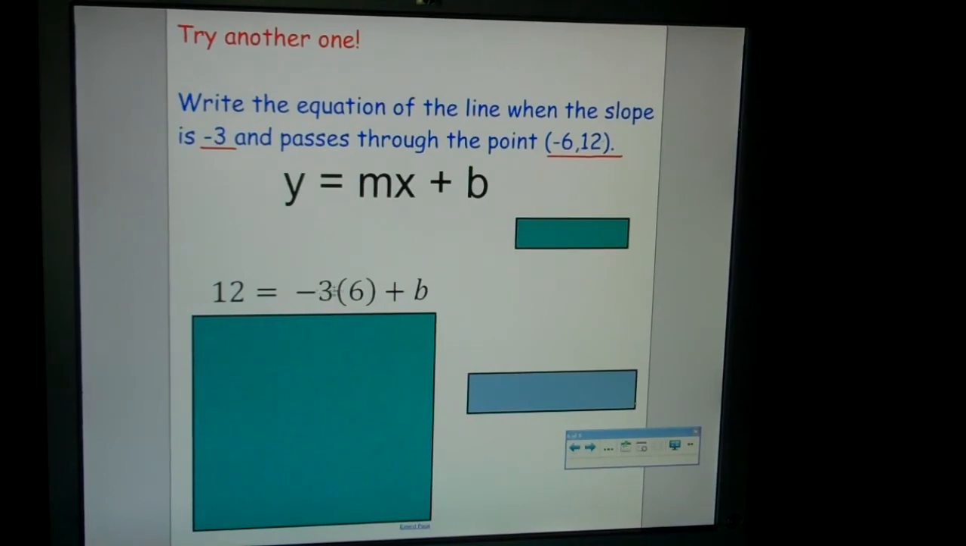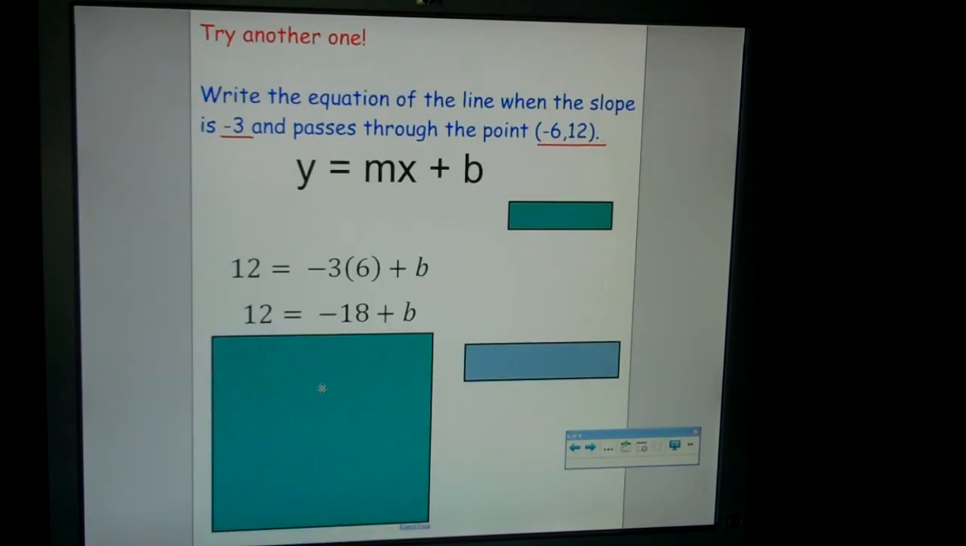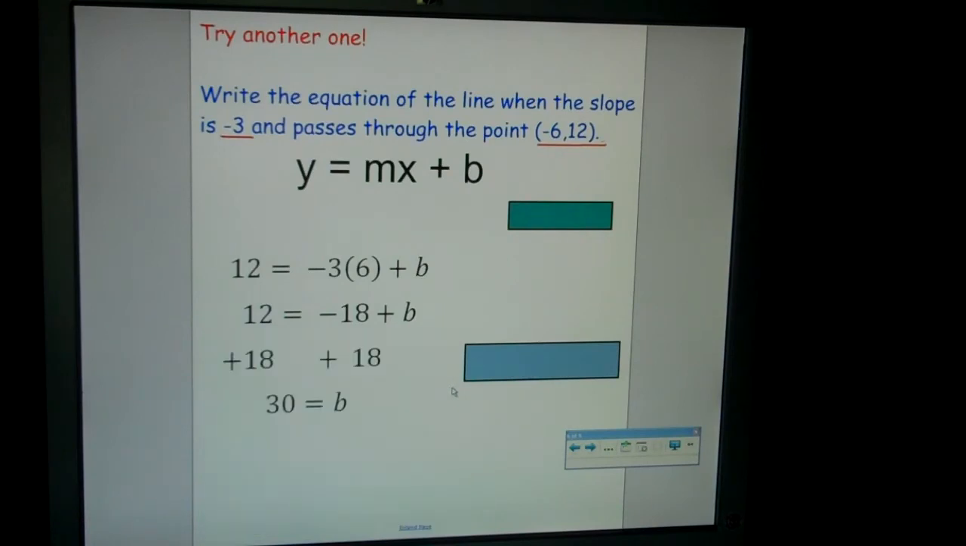Solve for b. So negative 3 times negative 6 is going to give you 18 plus b. Now you need to get rid of 18. Well, how do you do that? You do the inverse. Go ahead and solve, pause, and then here's the answer.